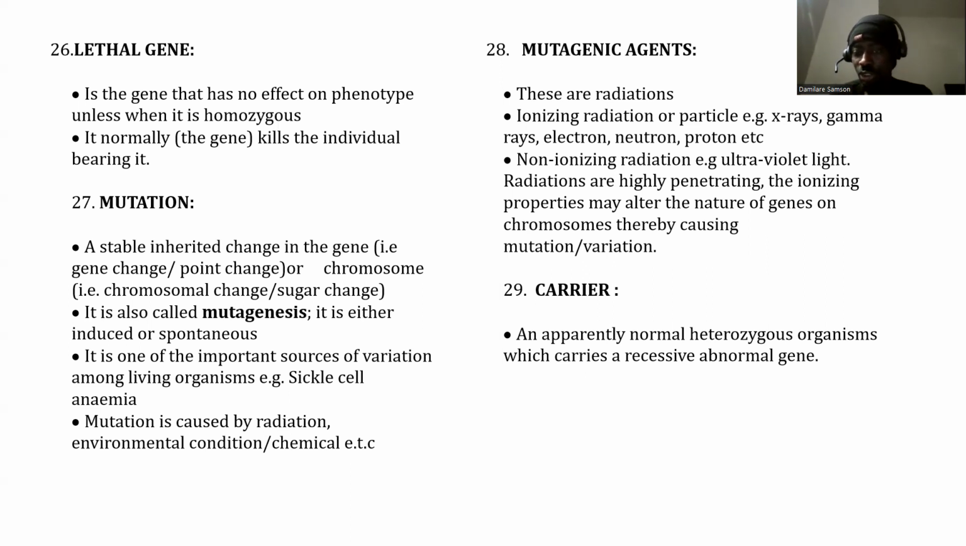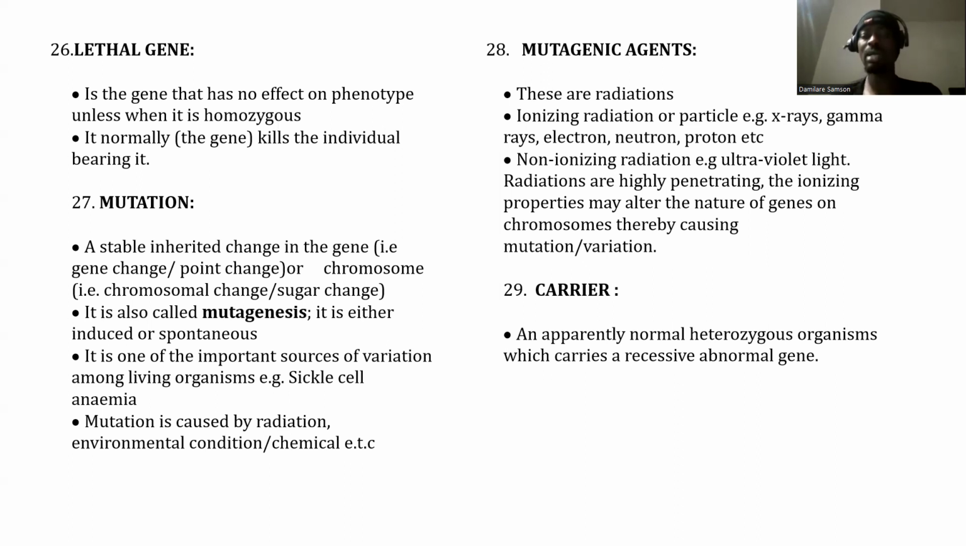Non-ionizing radiation, e.g., UV light, ultraviolet light. Those are the ones from the sun, from sunlight. So it is non-ionizing, unlike the X-ray, gamma ray, electron, neutron, and proton. Radiations are highly penetrating. The ionizing particles may alter the nature of the gene on the chromosome, thereby causing mutation or variation. So I think we discussed much on that too.